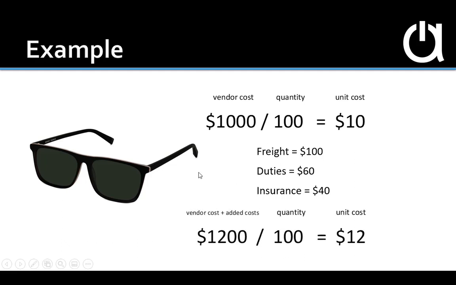So that extra $200 in cost needs to be taken into account. So I'll add that cost to the original cost of $1,000 and divide that by 100 pairs. Now my true cost of goods sold is $12 each. If I had not known what my true cost was, I may have sold the glasses for too little and not made the full amount of anticipated profit. So now we'll go over what this looks like on the accounting side in QuickBooks.